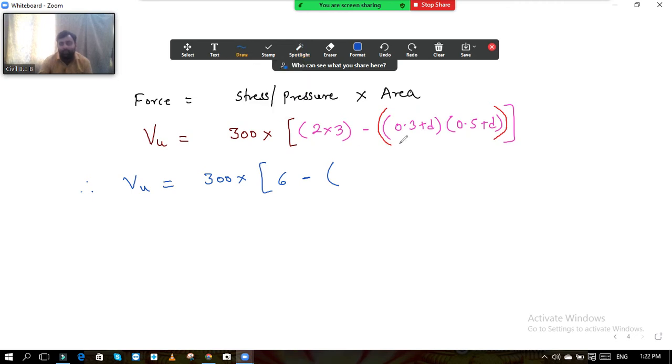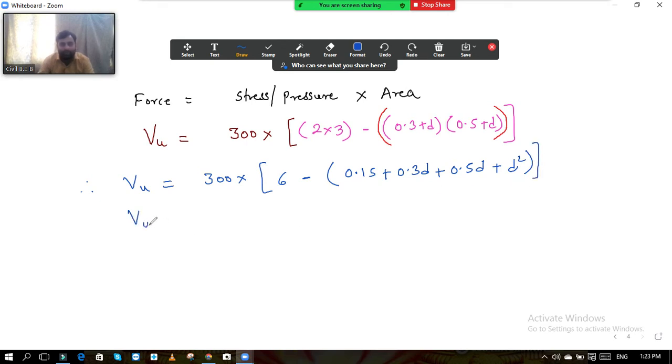So what we will get now, it is 0.3 into 0.5, how much it is, it is 0.15, this is the first term, plus here it is 0.3d, then plus this d, so again 0.5d, okay, so this is 0.5d, plus d into d, d square.